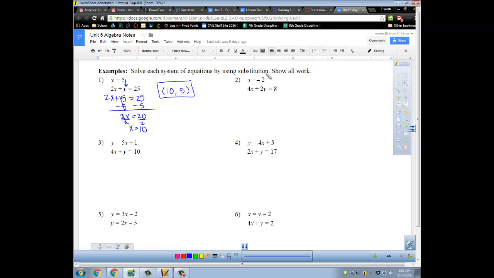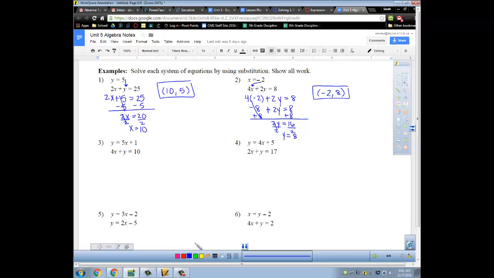Okay, number 2, this time I know what x equals, so I'm going to take that and plug it in right there. So I get 4 times negative 2 plus 2y equals 8. So I just rewrote the rest of the problem. So I get negative 8 plus 2y equals 8. Add 8 to both sides to get 2y equals 16. Then divide both sides by 2 to get y equals 8. And then I already knew that x equals negative 2, so it would intersect at (-2, 8).